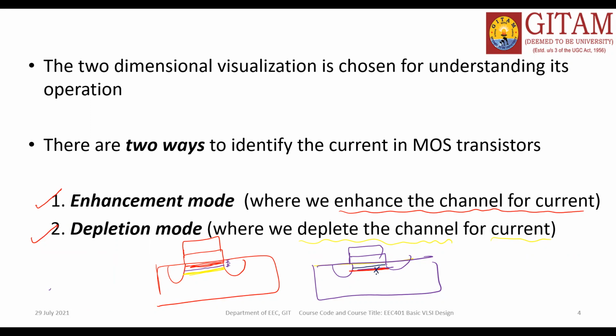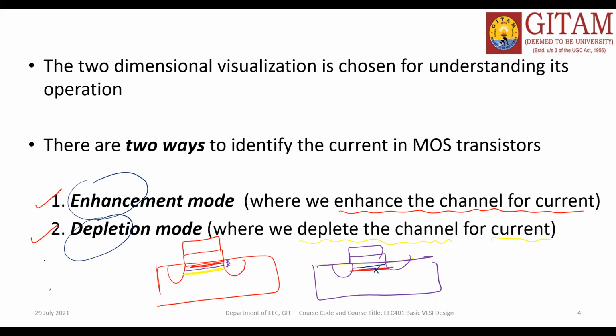Now this becomes this much value, so it is not there. What we have done is deplete the carriers from the channel. Therefore, initially a large amount of current is there; while depleting the carriers, less current can be seen in the depletion type transistor. That's what you have to keep in mind. So in an enhancement mode transistor, for the current we enhance the channel. In the depletion mode transistor, we have to deplete the carriers for the current. I hope you can understand enhancement mode and depletion mode.